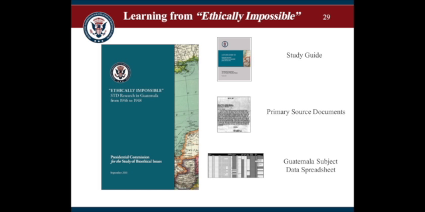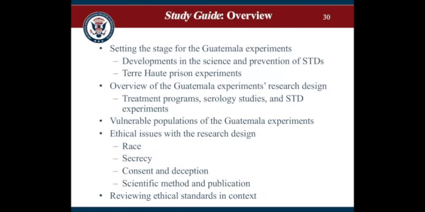Last is the Guatemala Subject Data Spreadsheet, which is a de-identified, sortable Excel chart of the medical and research records of the experimental subjects that the Commission compiled. The intent of this spreadsheet is to encourage further ethical analysis of the experiments. All three of these resources are available at bioethics.gov. I'm happy to answer any questions about the primary source documents and the spreadsheet after our presentation, but for now I'm going to focus on our study guide offering.